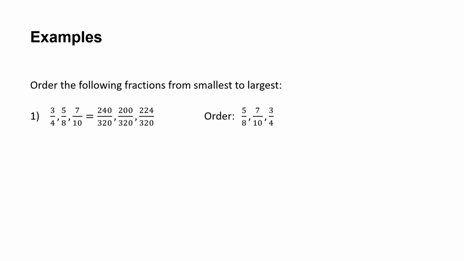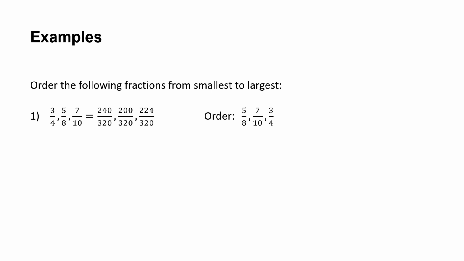So let's run through some examples. Let's sort the following from smallest to largest. We have 3/4, 5/8, and 7/10. Now what I've done here is multiply the denominators together, but the more astute of you amongst our audience may notice that there is actually a smaller common denominator for these fractions. 40 is actually the lowest common denominator here.